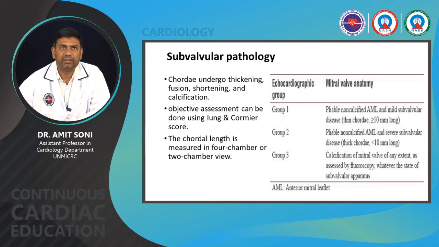Subvalvular pathology: chordae undergo thickening, fusion, shortening, and calcification. Objective assessment can be done using the Lung and Cormier scores. The chordal length is measured in 4-chamber and 2-chamber view.